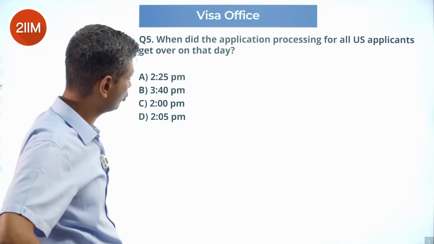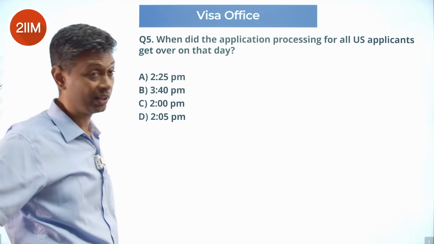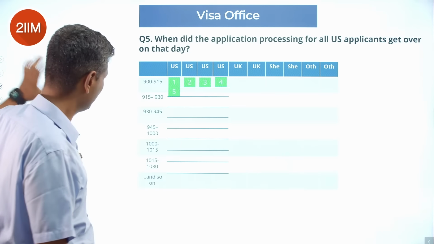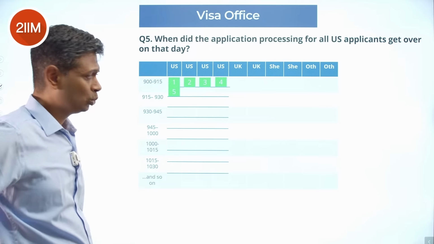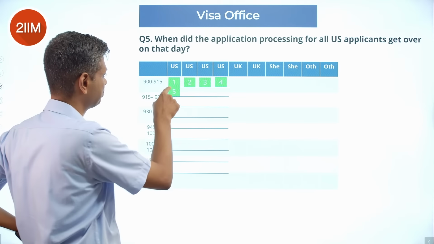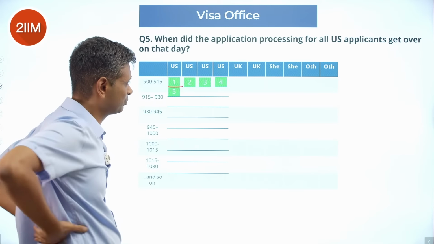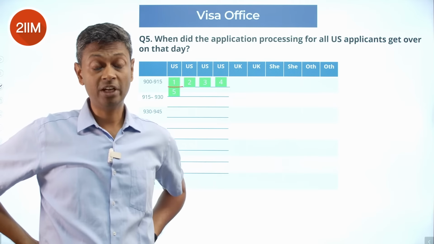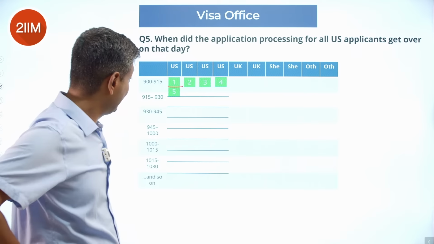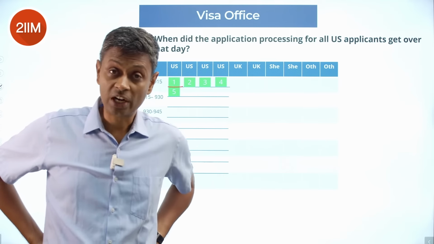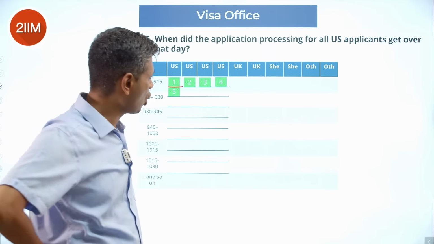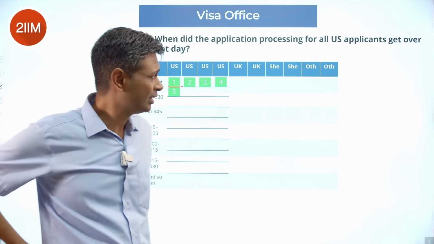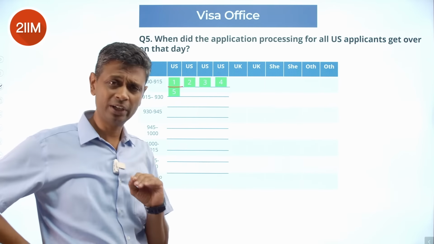When did the application processing for all US applicants get over on that day? Oh, it's a pain. We'll have to figure this out step by step. I've drawn the idea. 1, 2, 3, 4, and then 5. Slot 1 at 9:10, 4 applicants get finished. And then the 5th applicant alone starts at 9:10. The next slot's 5 applicants, that is applicant number 6, 7, 8, 9, 10 overall, they don't start immediately because they enter only at 9:15.